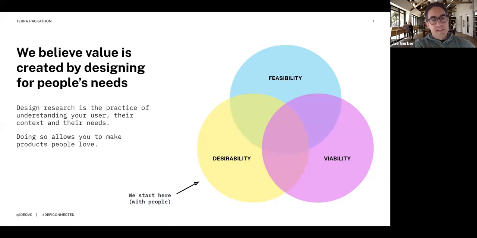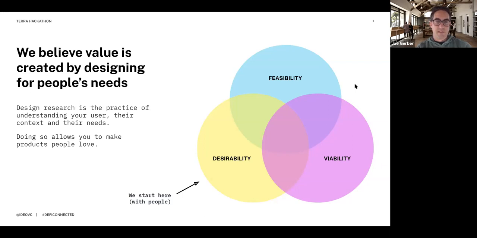All right, so here's the biggest thing about the way that we think about design. Number one, it's really important. Value is created by designing for human needs. And that sounds so simple, but it's really important and often gets lost in the building process. So we start with people, understanding what they need. Even if you're building a platform for developers, they're still people. Even if you're building a B2B thing, there are still people involved.